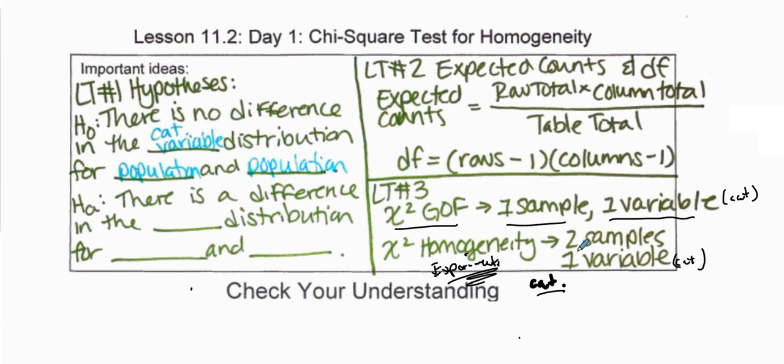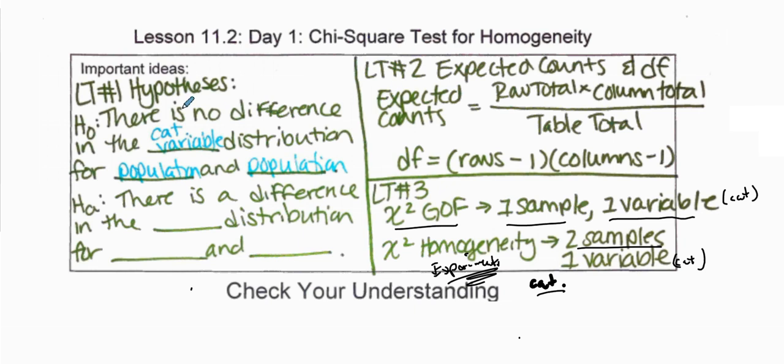So we have two samples, one variable, different categories with that variable, and we're trying to figure out, is there any correlation? Are they the same? Is the claim possibly the same? Is there any difference between them?